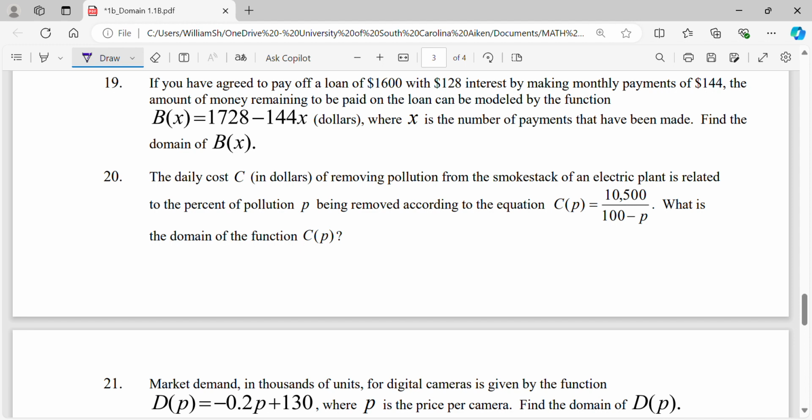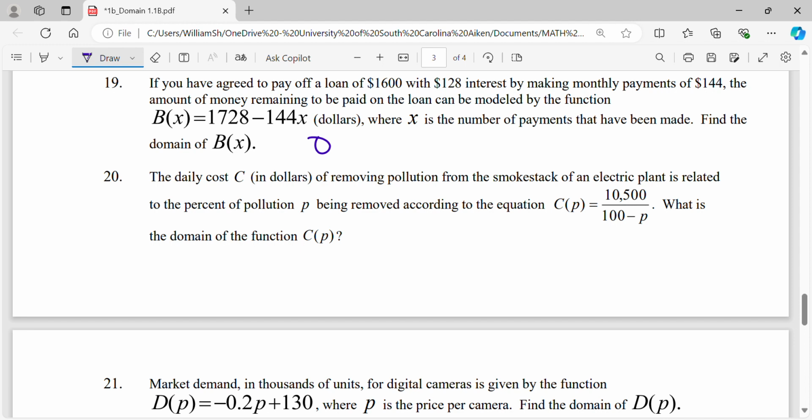Alright, we're paying off a loan. The function itself is a very simple function. We don't have to worry about divisions or square roots or even indexed radicals. So it's limited solely by the problem situation itself. Paying off a loan, number of payments is what we're looking at. Can't make a negative number of payments. So the least amount of payments that we can make is 0.